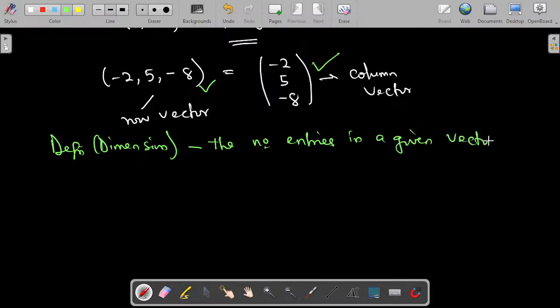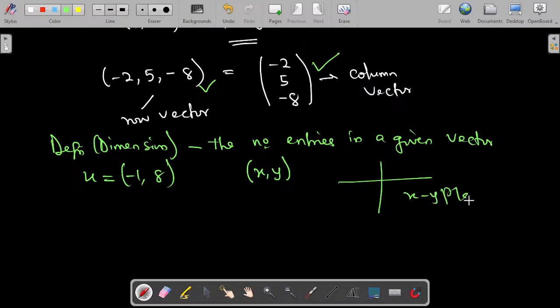Okay, so here we can now begin to talk about the two-dimensional vector. If I have vector u equal to -1, 8, you say that this vector is a two-dimensional vector. And generally we represent two-dimensional vectors as x, y vectors. That's why you call this the xy plane, because that is the two-dimensional Cartesian plane.